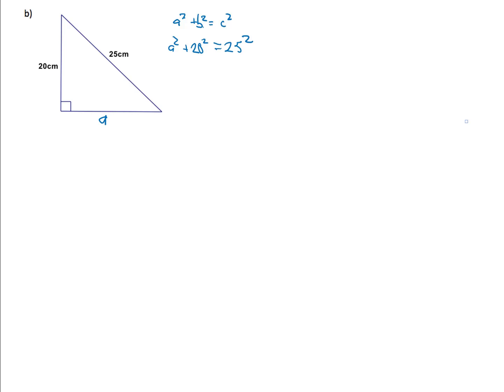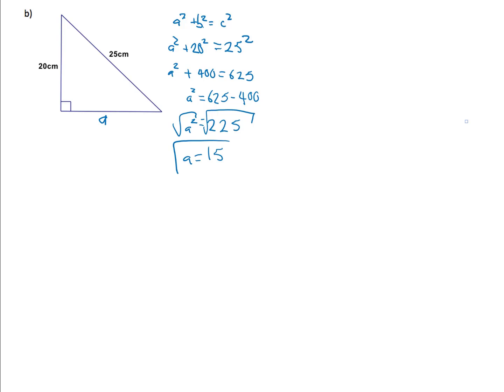Then we're going to end up with a squared plus 400 equals 625. Then we're going to end up with a squared because we moved the 400 over like we've seen countless times before. You guys should be pros at this by now. You subtract it and you have 225. A squared over here. To get rid of the squared, you take the square root. You have a equals 15. Okay, so this is going to be 15 centimeters here.